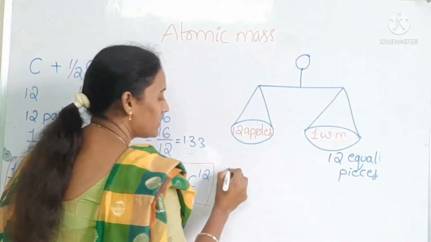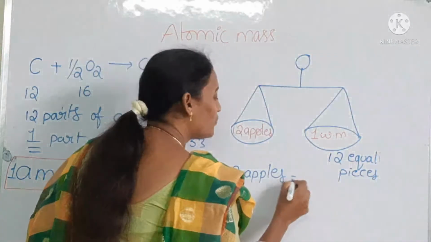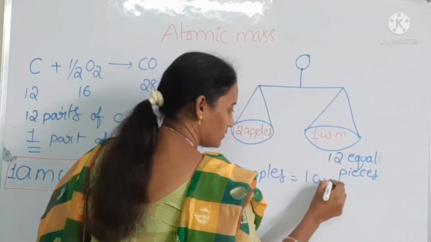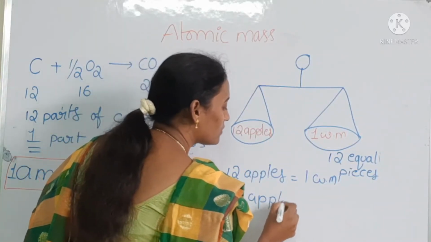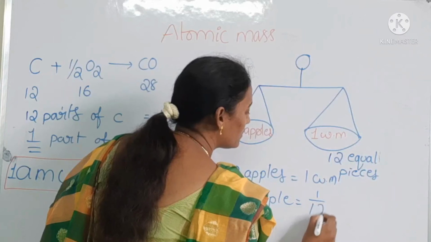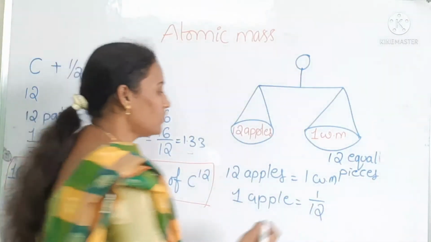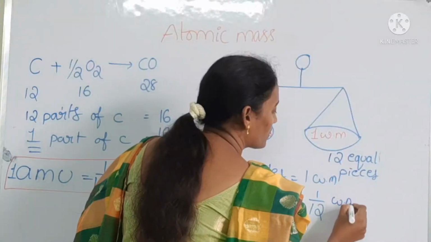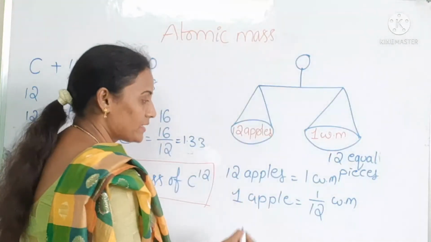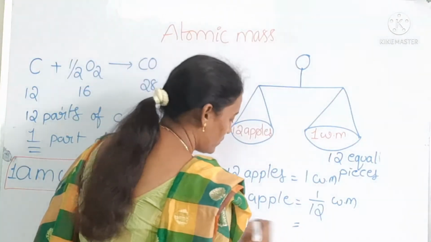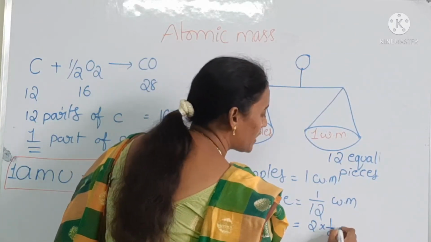That means, see here, 12 apples is equal to 1 watermelon. So 1 apple is equal to 1 by 12th weight of a watermelon, 1 by 12th mass of a watermelon. If he wants to sell 2 apples, then that is equal to 2 into 1 by 12th mass of a watermelon.